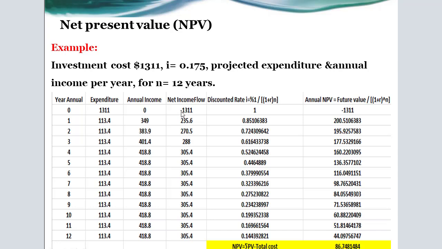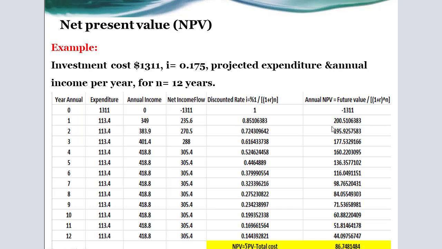So we assume that the net income flow, or income of the cash flow, is given for us in this column, and we have the discount rate. This equation can calculate each value for each year: the annual net present value from the previous equation equals the future value divided by this factor, and we subtract the expenditure of investment cost, and we have the net present value for each year.